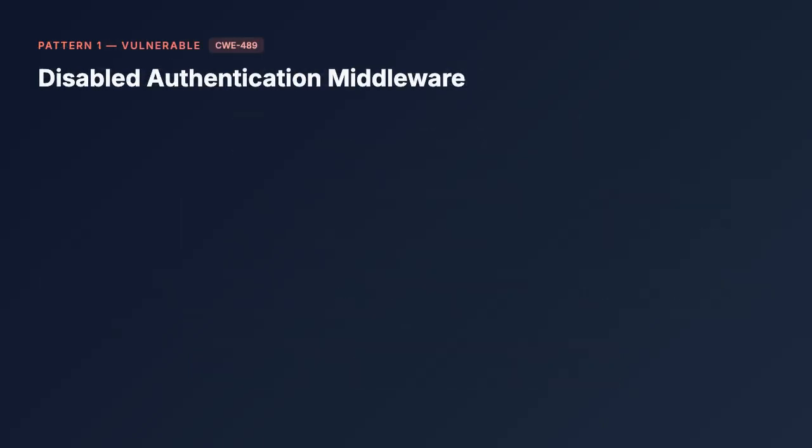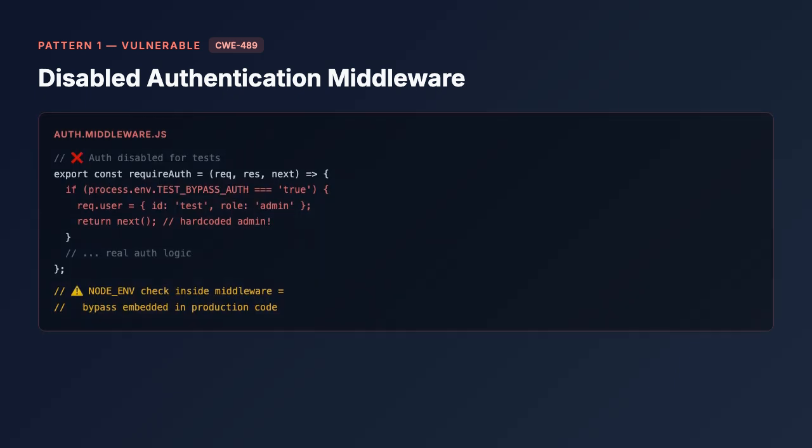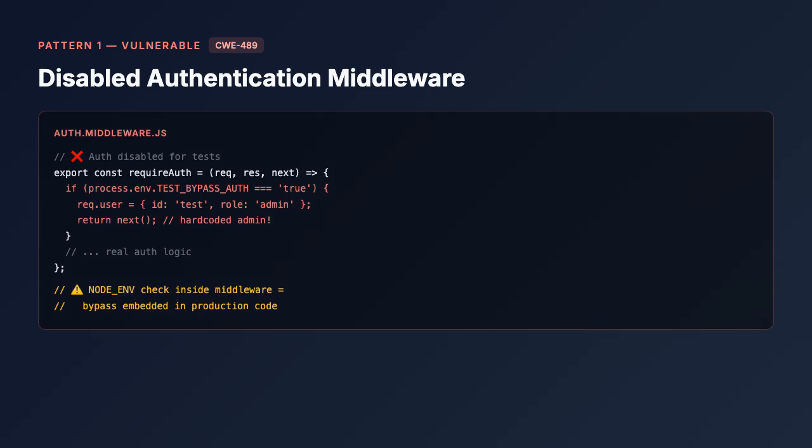Pattern 1. Disabled authentication middleware. This is classified under CWE-489, Active Debug Code. Look at this code. The AI added a bypass flag to the auth middleware. When process.env.TEST_BYPASS_AUTH equals true, it skips all authentication, hardcodes a test user with admin privileges, and calls next immediately. The test that uses this flag always passes, but it is not testing authentication at all. It is testing a different application than the one users actually run.